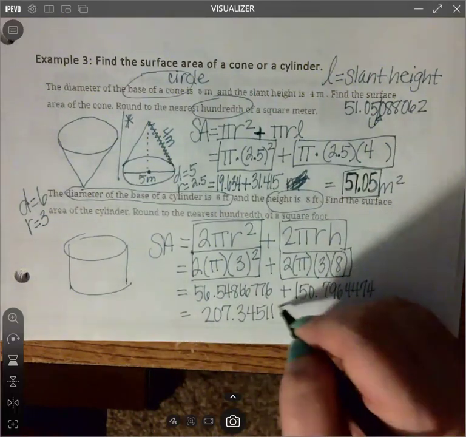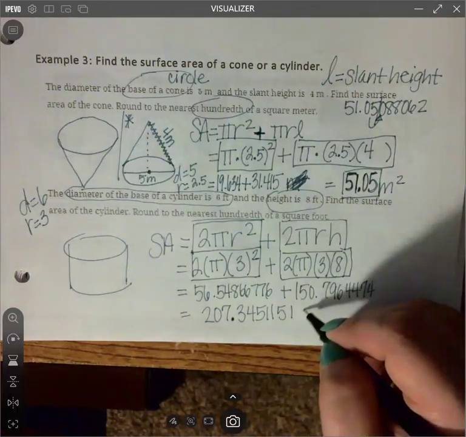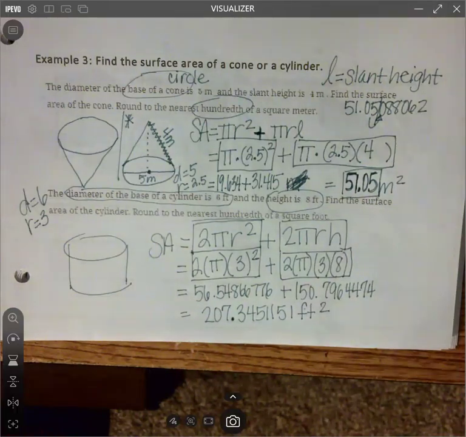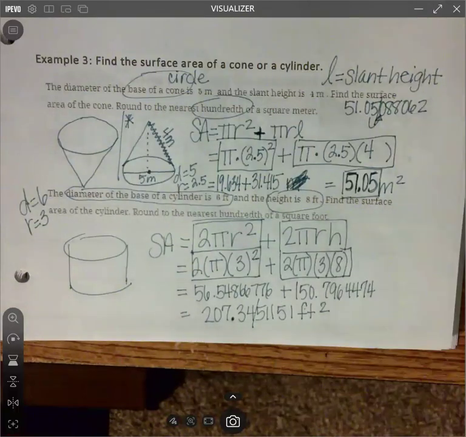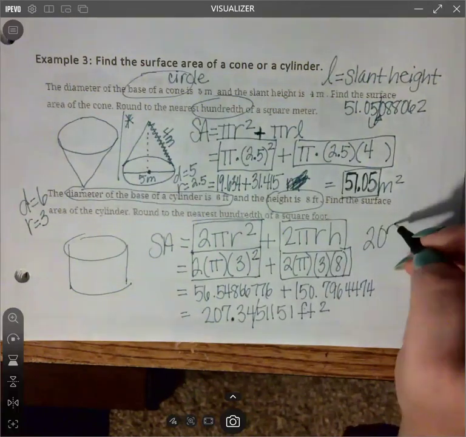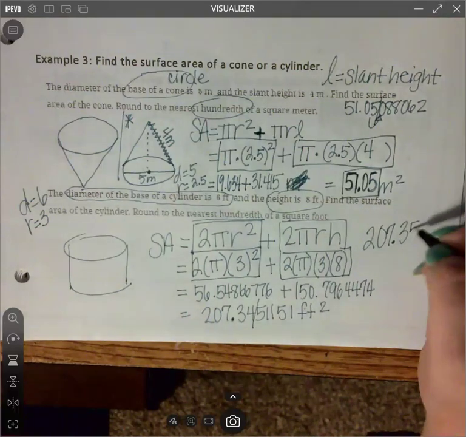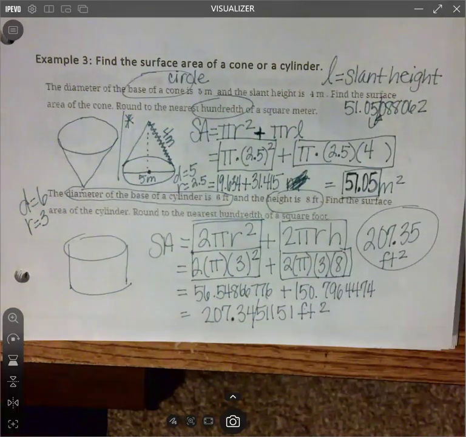So again, hopefully you're doing these problems with me, and check and see if your calculator has the same answer as mine. And then we're rounding it to hundredths, so 2 decimal places. So our final answer will be 207.35 feet squared. Again, if we were wrapping it in wrapping paper, that is the quantity we would need.